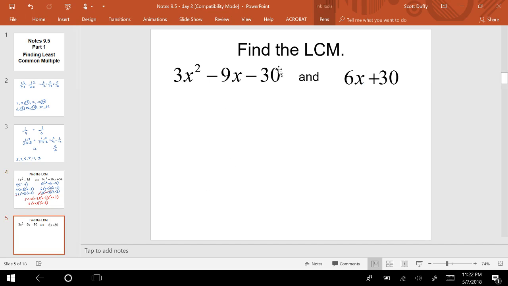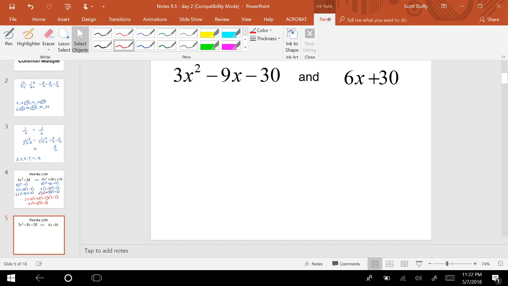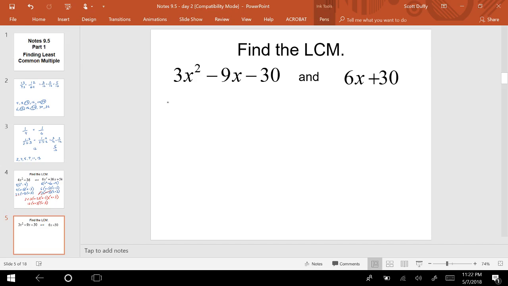So first thing with this, factor out any number that we can. I see right off the bat I can factor out a 3. Then with the quadratic, I can factor that into x minus 5 and x plus 2. Then with the other expression, realize that I can't simplify this 3 down because it's already a prime number. So I can't break it into more prime numbers. With the 6x plus 30, I can factor out a 6. I'm going to be left with x plus 5.